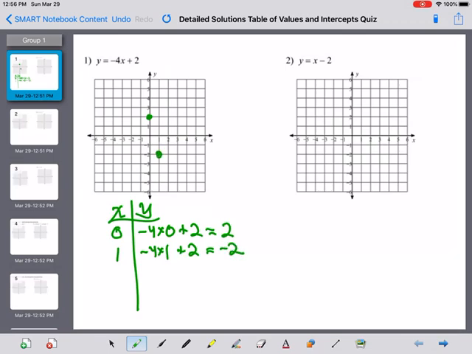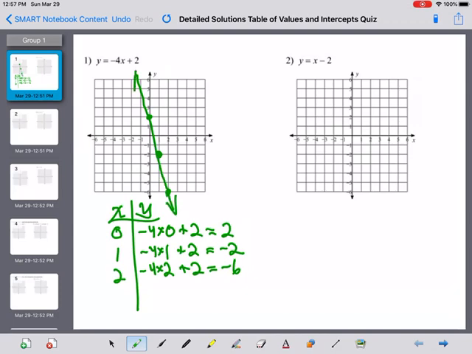And then we should do a third point to make sure that it still fills the shape of a line. So let's try x equals 2. -4 times 2 is -8. -8 plus 2 is -6. Okay? And you could even try -1. You could try a half. But these points fit a nice line.